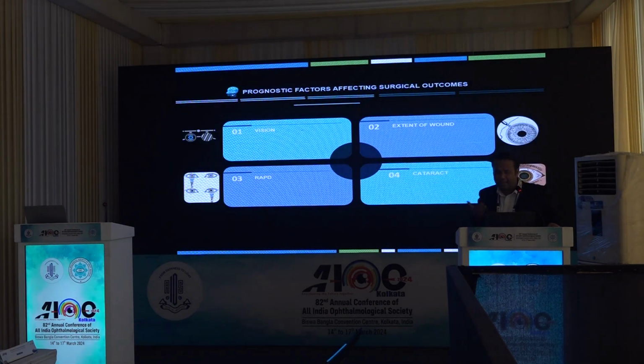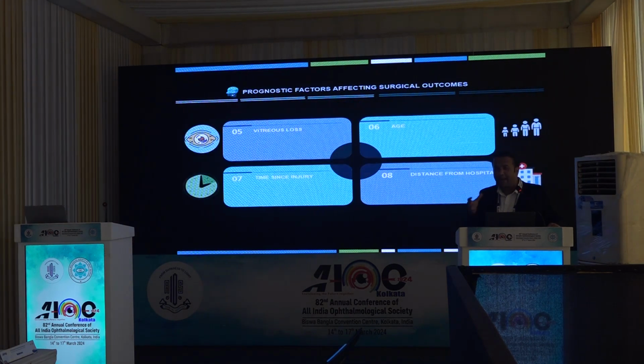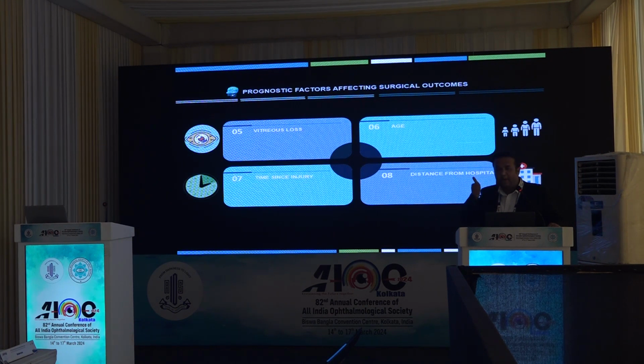So we did look at classical variables preoperatively, which were known. You're of course looking at the extent of the wound, the vision, looking at RAPD, posterior segment involvement. But what I did a little differently in our database is look at demographic profiling, and that is something which is missed in the Indian context.